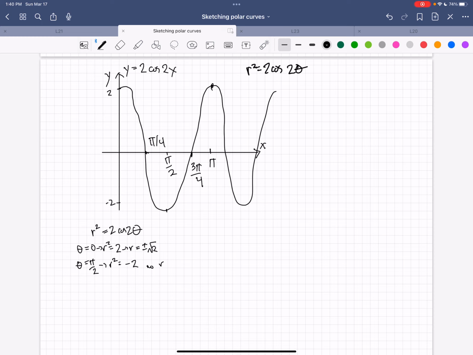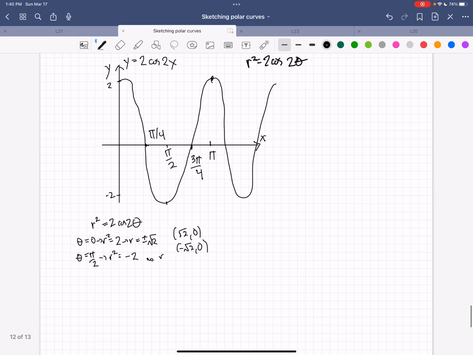Here we've got the points root 2, 0, and negative root 2, 0. Let's get some in-between angles, that's going to help us. Actually, this negative root 2, 0 is the same thing as root 2, pi, so we already have one of the points at pi. Like I said, let's use some of those in-between angles.